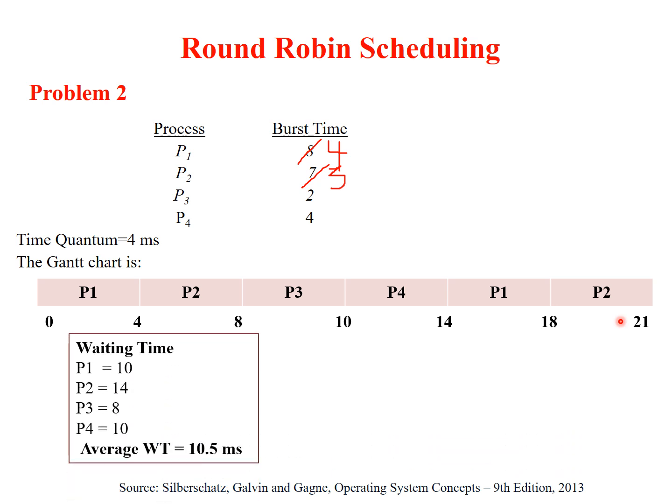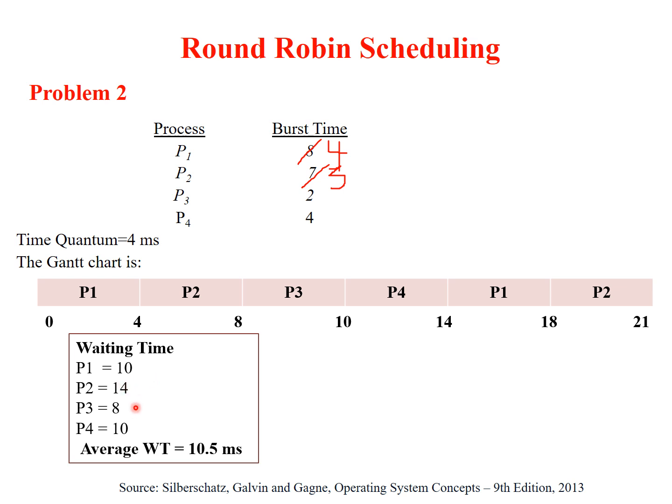Now calculating the waiting time for the processes, P1's waiting time is 10. The P1 waiting time, if we want to compute, we want to sum up this time and this time. So 4 to 14. It's 10. And P2's waiting time is 14. So here P2 is executing and here P2 is executing. So the remaining times we need to sum it up. That is 0 to 4 and then again 8 to 18. The waiting time is 14.